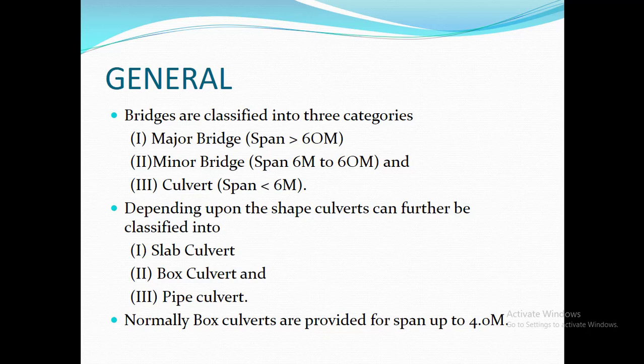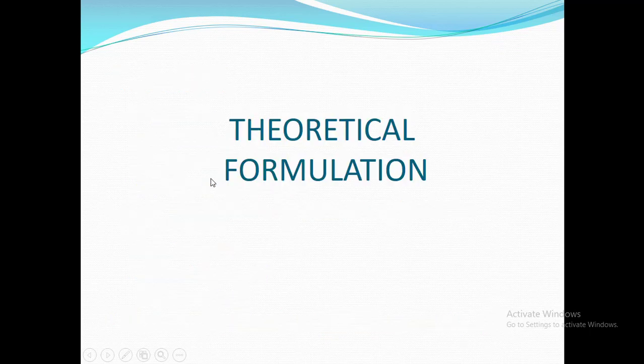Do not get confused with the length and width of the culvert. The direction in which the vehicle moves is known as the length of the culvert, and the direction perpendicular to the vehicle movement is known as the width of the culvert. There are three types of culverts: slab culvert, box culvert and pipe culvert. Today we are going to analyze the box culvert.